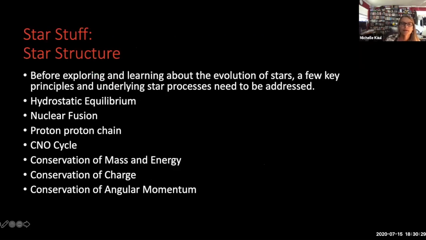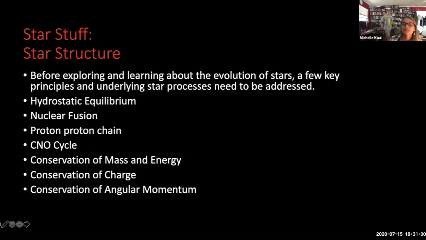So moving on. Here are some of the principles that we want to look at when we address how stars evolve and live out their life. Some terms to be familiar with that come up a lot are hydrostatic equilibrium and nuclear fusion. In particular, for nuclear fusion, there's the proton-proton chain and also the CNO cycle. We'll look at the differences in these based on the mass of the star.